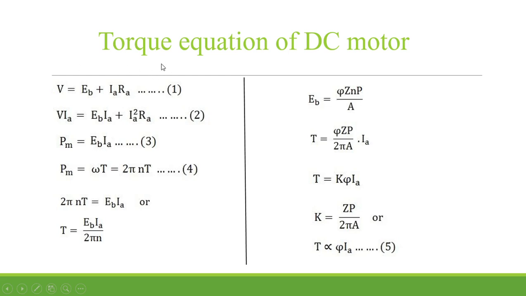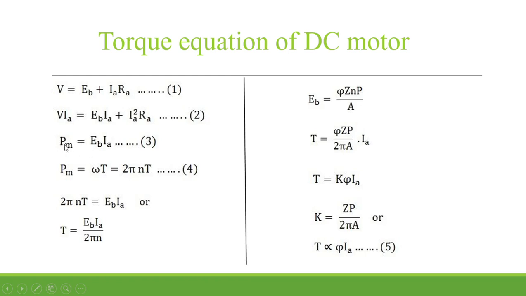Now let us find out the torque equation. For any DC motor, suppose for example series motor or shunt motor, the terminal voltage or the armature voltage is equal to Eb plus Ia into Ra. If we multiply this whole equation with Ia, we are going to get this equation. In this equation, the term Eb into Ia is called the mechanical power generated, so we are denoting it as Pm.